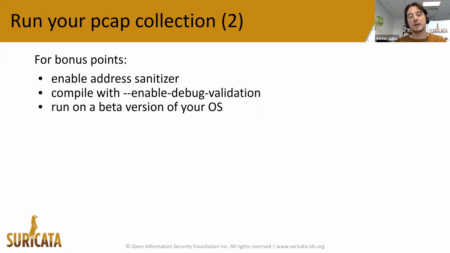And then of course you can add things like address sanitizer. You can run with our debug validation, which adds lots more checks to the code. Or maybe just run it on a beta version of your OS so that we find things before the final releases, the final OS updates are out. All these things would be super helpful.